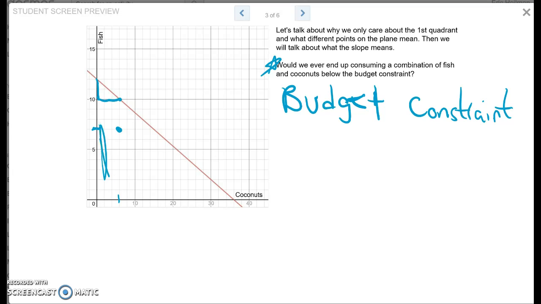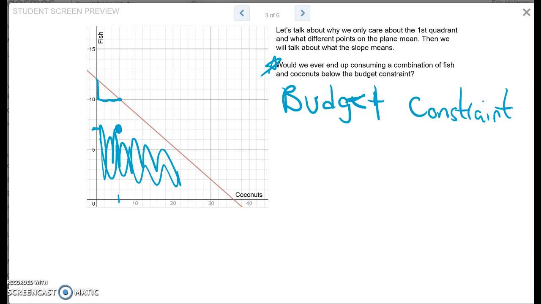Any of the bundles that are inside, and here, we're not using all 24 hours to produce goods in those situations. I can get to this point using less than 24 hours in the day. And in all the examples we're going to look at, we are always going to assume that consuming more is better. So I would never choose this point.